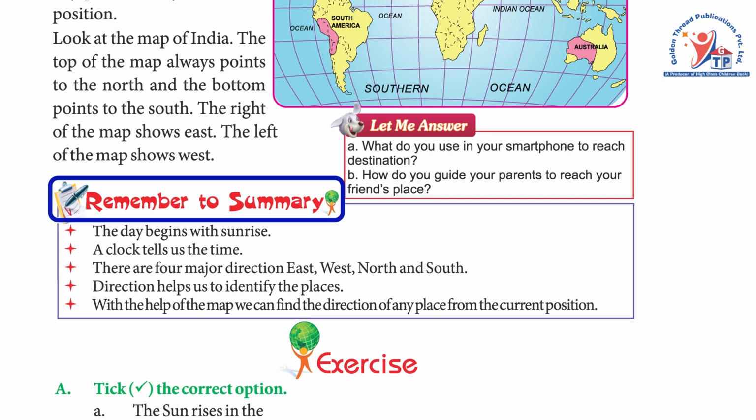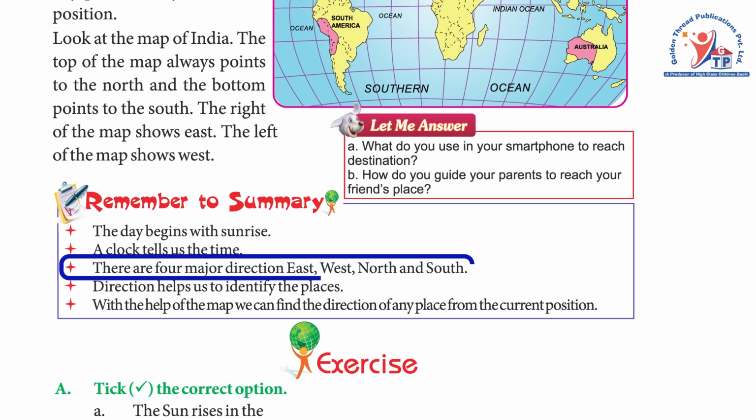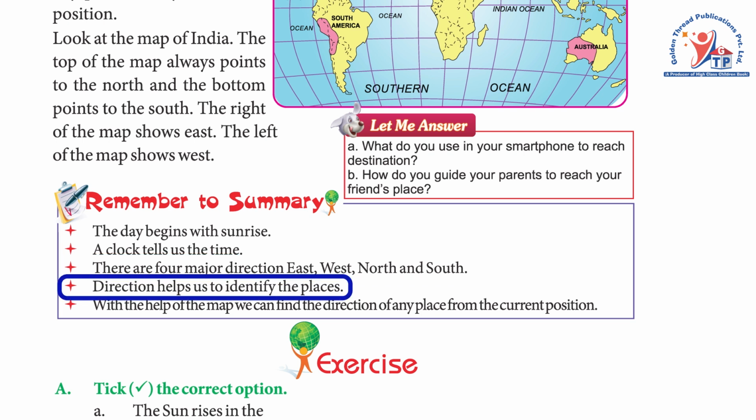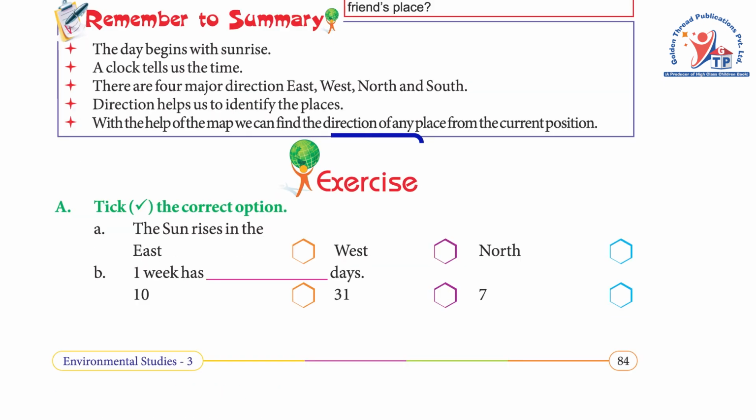Remember the summary. The day begins with sunrise. A clock tells us the time. There are 4 major directions: east, west, north, and south. Directions help us to identify places. With the help of a map, we can find the direction of any place from the current position.